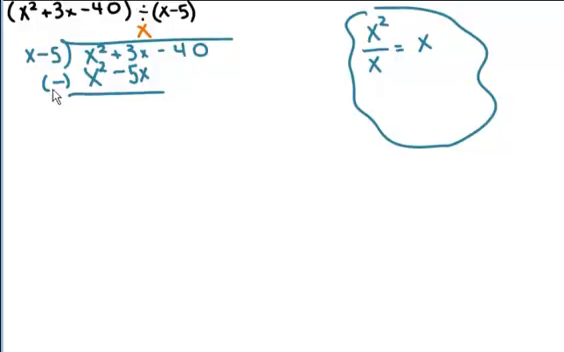As always, subtraction is made easier when we think of it as addition of the opposite. So we're going to add a negative x squared and a positive 5x. This result, 0 in the x squared column, but 8x. Then continues our problem as we bring down the constant term negative 40.